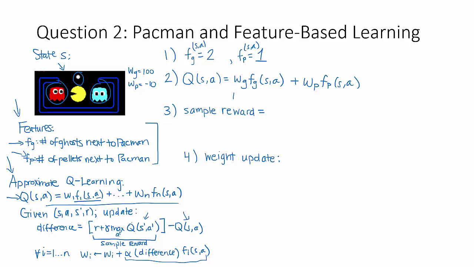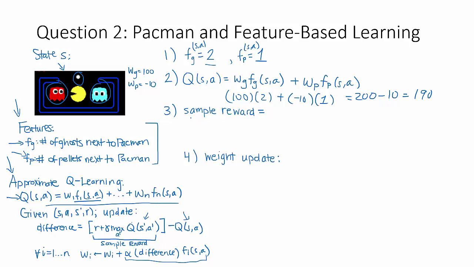The weight of the ghost is 100. The feature value for the state action pair of the ghost is here, that's 2. Plus the weight of the pellet is -10, and the feature value for the pellets is 1. This simplifies to 200 minus 10, which is equal to 190.